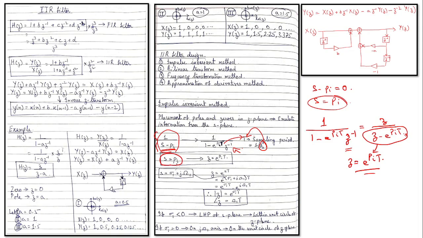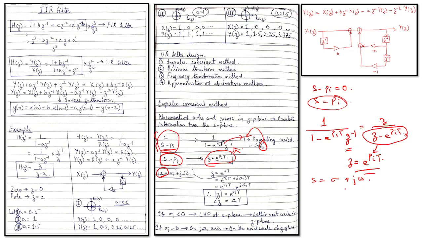If S is equal to Pi, if there is a pole and that pole location is given by S equals to Pi, then in the digital filter it would be transformed into this form, Z equals to e to the power Pi t. Okay. However, we also know that what is S? From our knowledge of the Laplace transform, we know that S equals to sigma plus j omega.